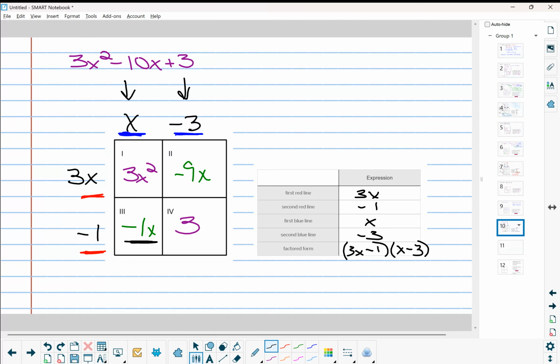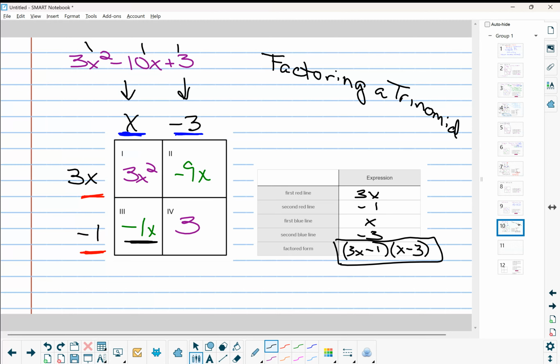And again, you could check and go from there. But that would be the factored form. And that's how we use what's called factoring trinomials. Trinomial, right? 3 terms, 1, 2, 3, factoring a trinomial using an area model. Okay, that's what I want you to know how to do.